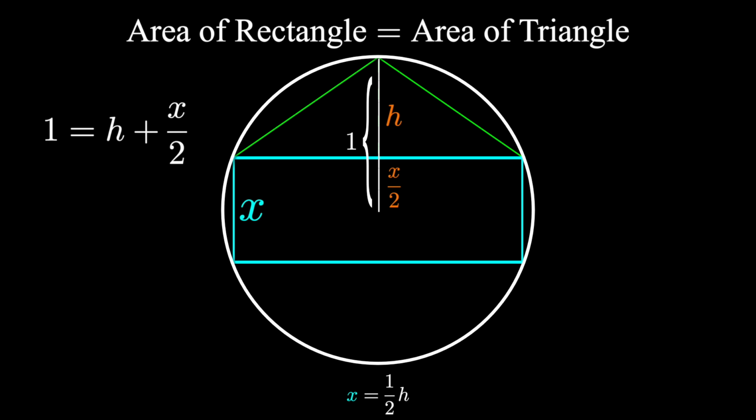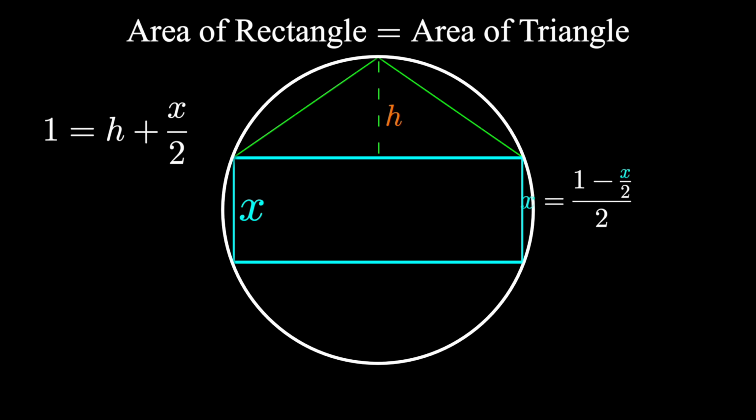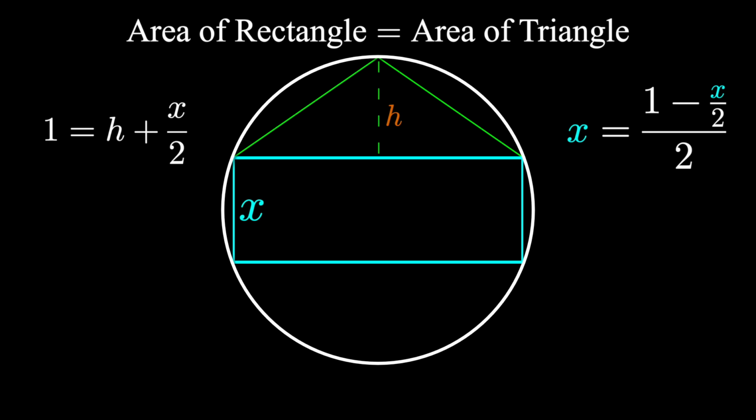So 1 must be h plus x over 2, giving us a second equation to let us solve for our second unknown variable. h has to be 1 minus x over 2, then we can substitute for h in our area equation. x equals (1 minus x over 2) all over 2.